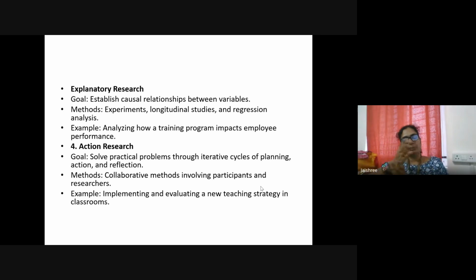Next is explanatory research. Exploratory is you explore. Explanatory research is number 3. You establish causal relationships between variables. Methods: experiments, longitudinal studies, regression analysis. So how do you explain?